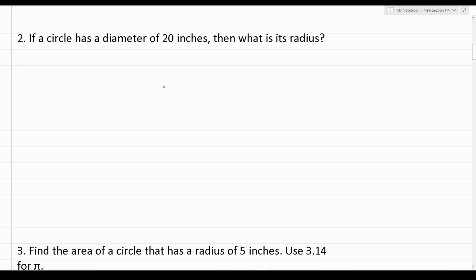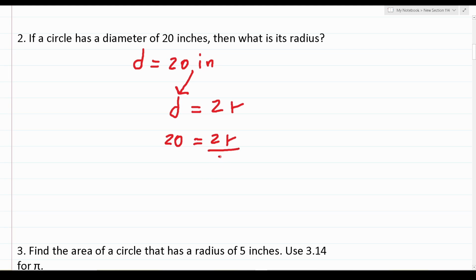Number 2 says, if a circle has a diameter of 20 inches, then what is its radius? So in this case, we were told our circle has a diameter of 20 inches. Again, we have to understand that there is a relationship between the diameter and radius of a circle. Notably, the diameter of a circle is always twice as long as its radius, or d equals 2r. In this case, we know what d is, so in place of d in this formula, we'll go ahead and plug in 20. This becomes 20 equals 2r.